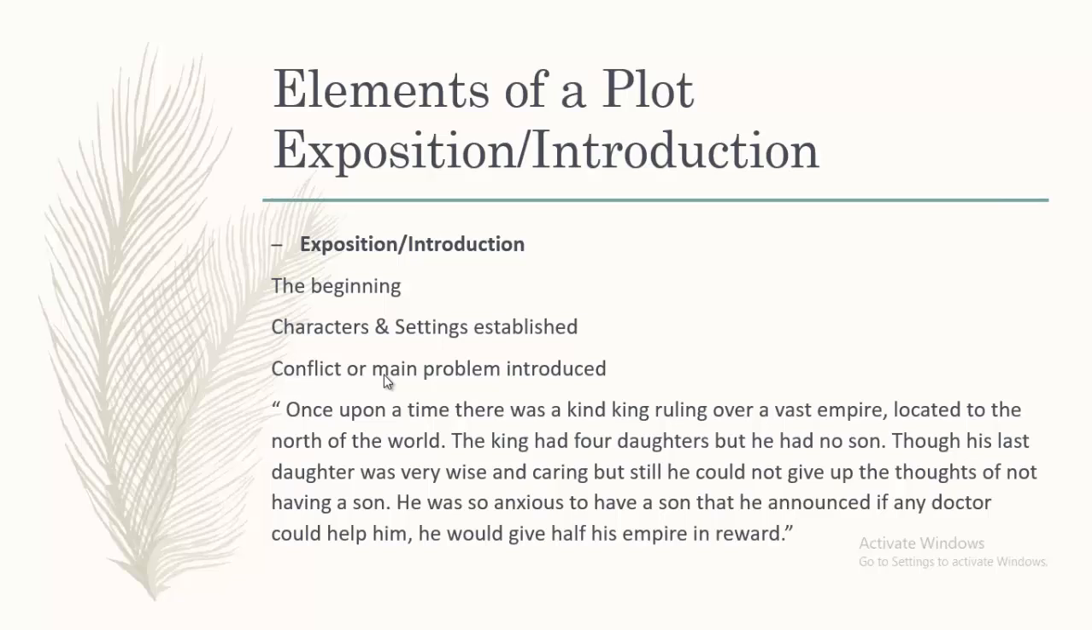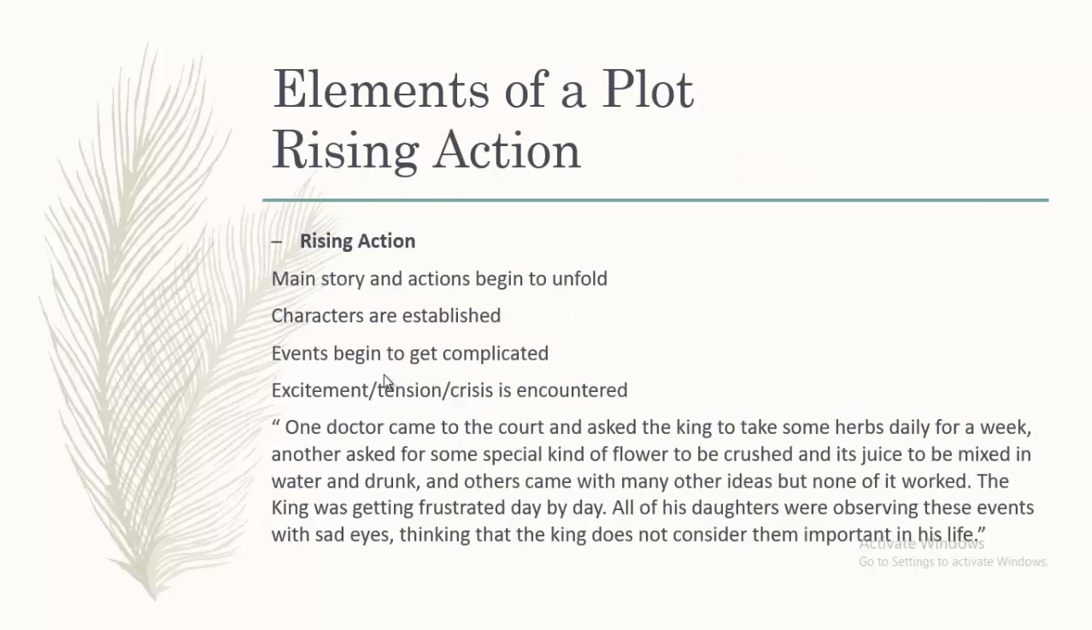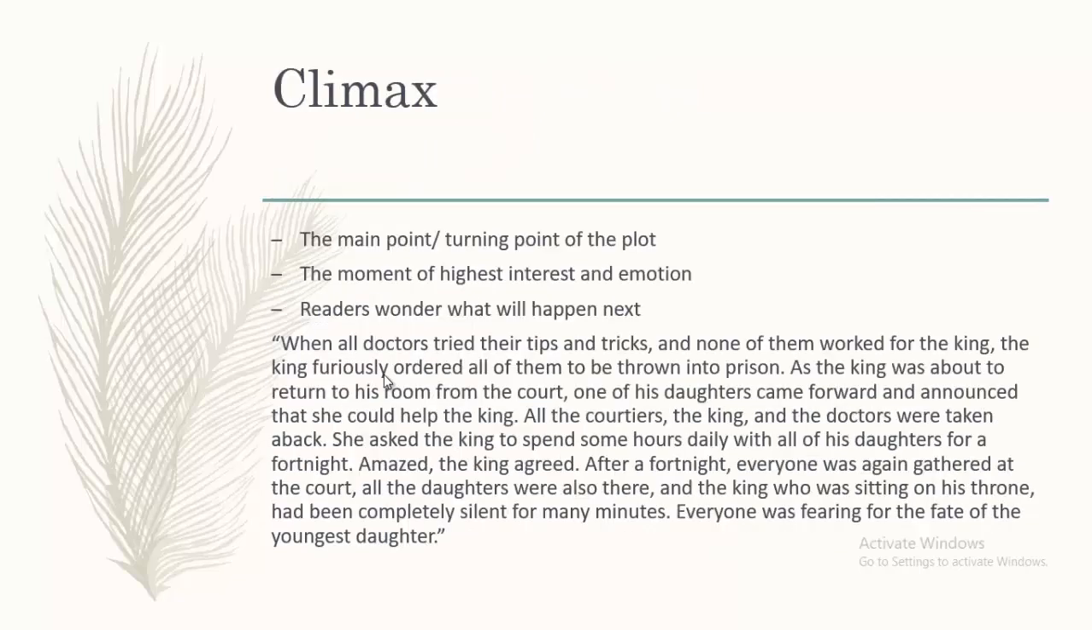So there are five elements in the plot structure: exposition or introduction. This is the beginning. Characters and settings are established. Conflict or main problem is introduced. Then we have rising action. The events are getting complicated. Characters are established. The main story begins to grow and unfold, and excitement and tension is starting to grow. And in climax, the excitement and tension grows to the maximum point, and climax is the main point and the moment of highest interest and intense emotion.